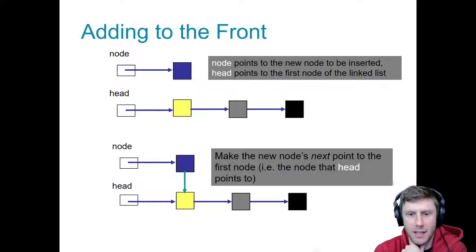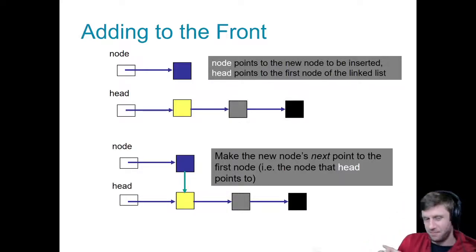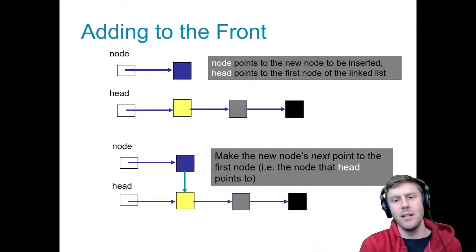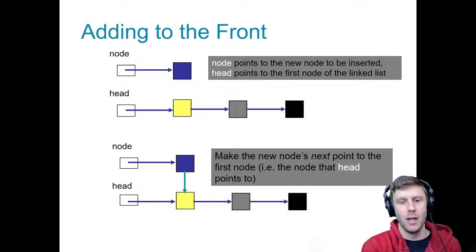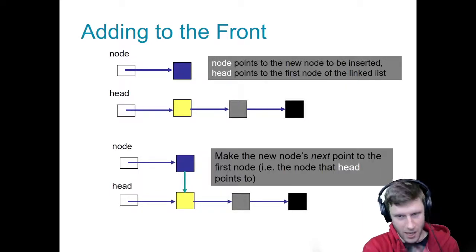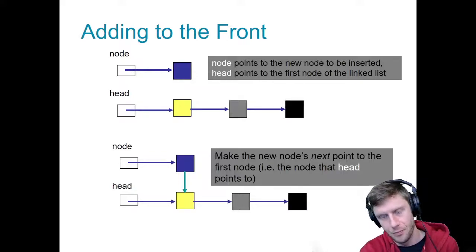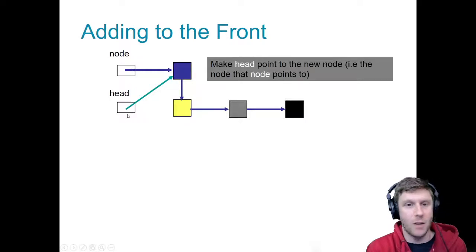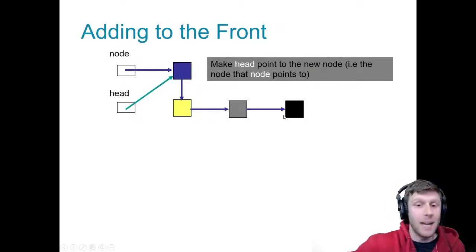Node points to, yeah, I just said that. Well, here's what we do. First, and the order here really matters. First, say, okay, node, your next is going to be set to head. Or to be more precise, you're going to be pointing to what head points to. And then say head, you're now equal to node. Boom, done. That's it. But we have to be careful.